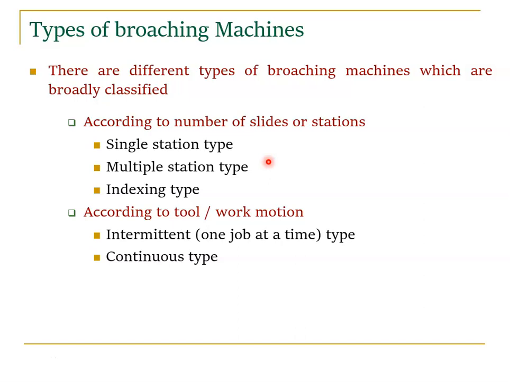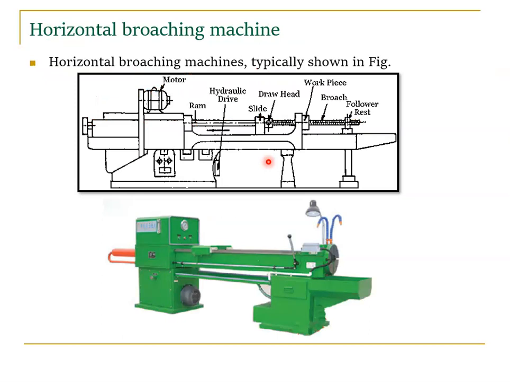If I perform one job once, and then to do the next job I remove the previous job and use the next, I can say intermittent. If I am going to work on multiple jobs at the same time, continuously and simultaneously, I can say it's a continuous type. So these are some of the classifications of broaching machines, right? We are going to see only two types of them.